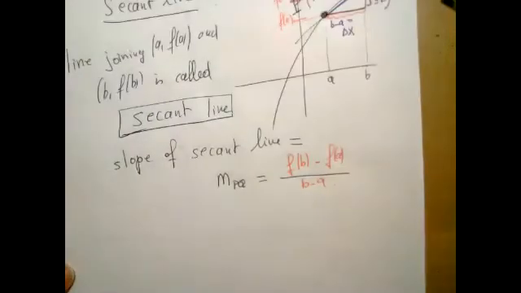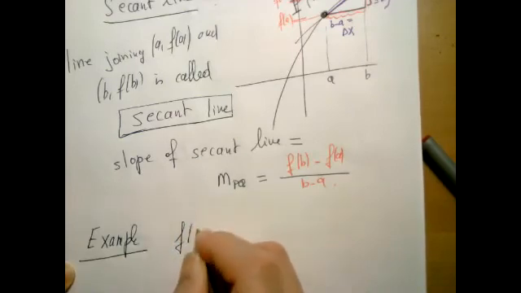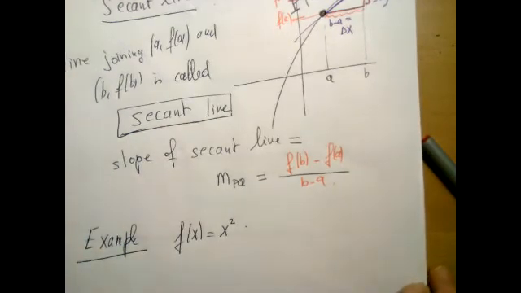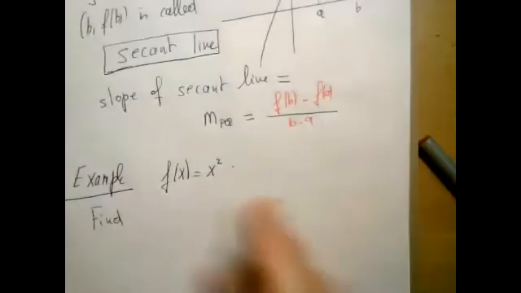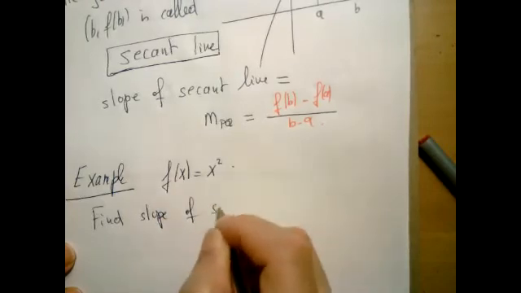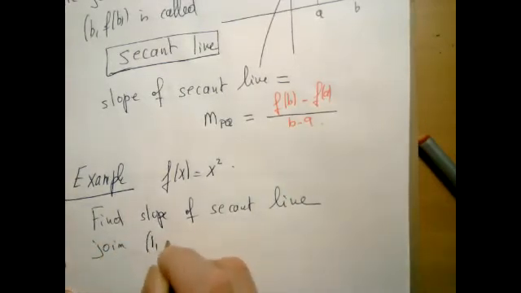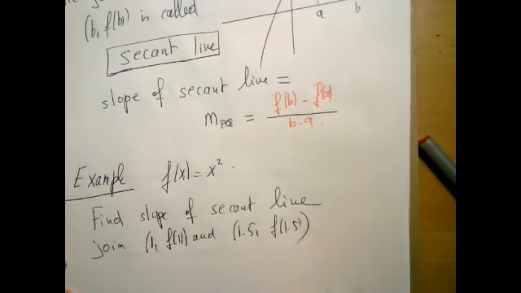So let us say a very straightforward example. Suppose I take the function f of x equal x squared, and the question is, find the slope of the secant line, which is joining the point 1, f of 1, and let us say 1.5 and f at 1.5, just to get this straight first.